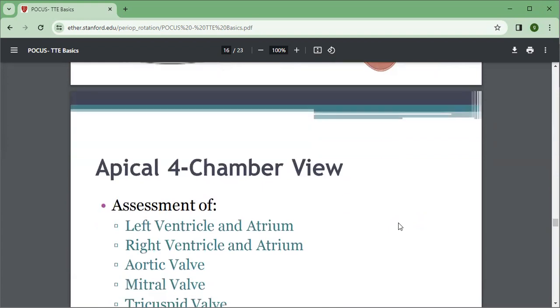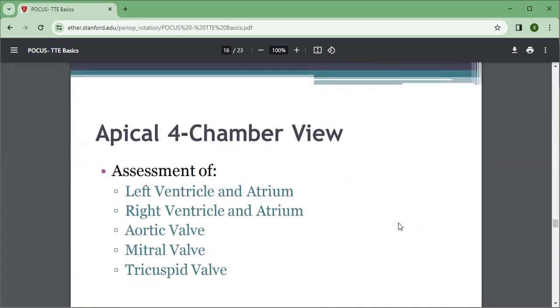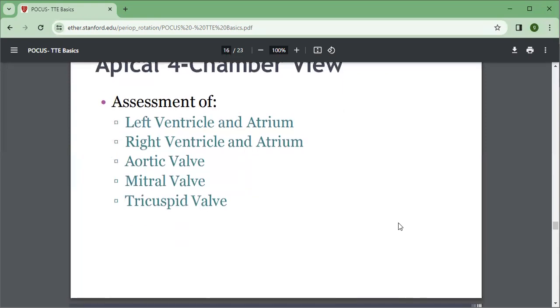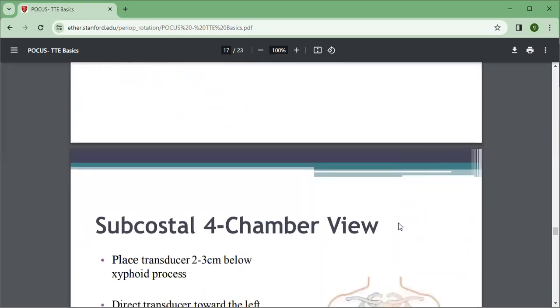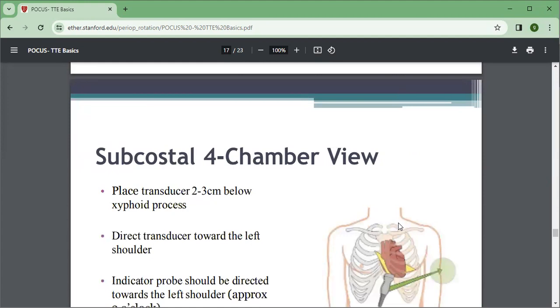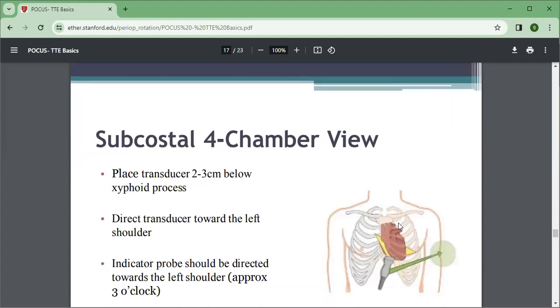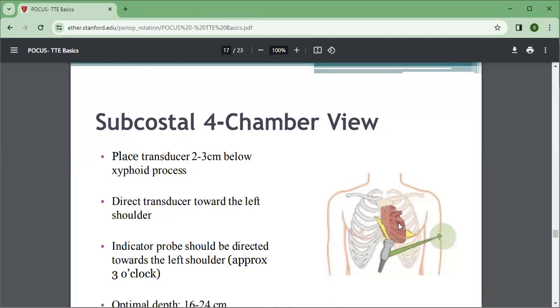I will be able to assess the left ventricle and atrium, right ventricle and atrium, aortic valve, mitral valve, and tricuspid valve, all of them. So the other one is the subcostal four chamber view. You place the transducer 2 to 3 centimeters below the sternum.